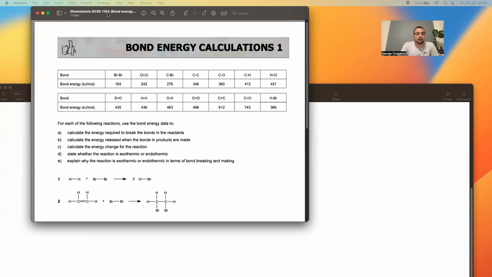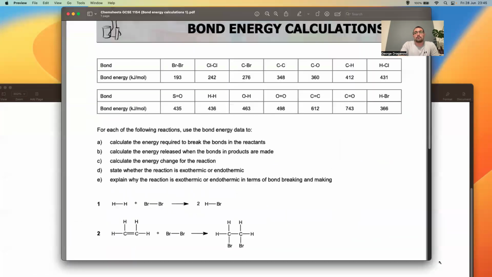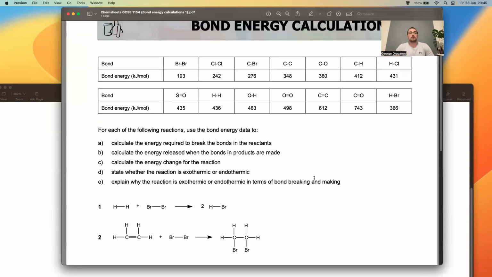Okay, here we go. That's my sheet. So these will be attached. I have two sheets that you can practice. And what we need to do is use these bond energy values to calculate what's called the energy change, or the enthalpy change.